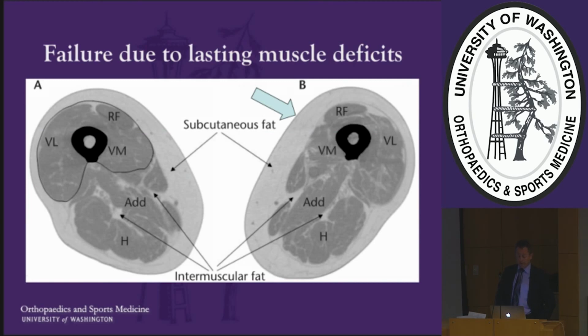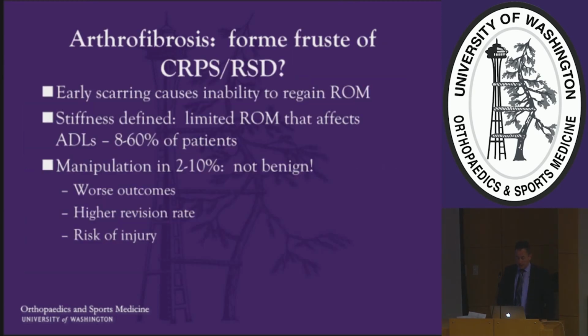This is a CT cross-section of a 70-year-old female who's a year out from a total knee replacement. And what you can see is that the quad is persistently atrophic, particularly the VMO. And scarring with resultant stiffness occurs more often than we like to think.